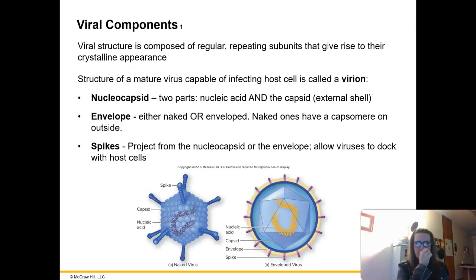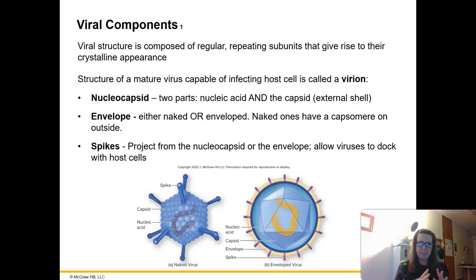All right, let's take a look at the viral components. So it's super interesting that the viral structure is composed of these regular repeating subunits that give the virus this sort of crystalline appearance. So if you look down below, the one on the left is a naked virus. So you can see all these repeated pieces, if you will, of that virus. On the right-hand side, we see that this particular one is enveloped, so it's not so easy to see all of those. They call it the capsomere, but essentially you don't see that crystalline structure. It's covered by an envelope.